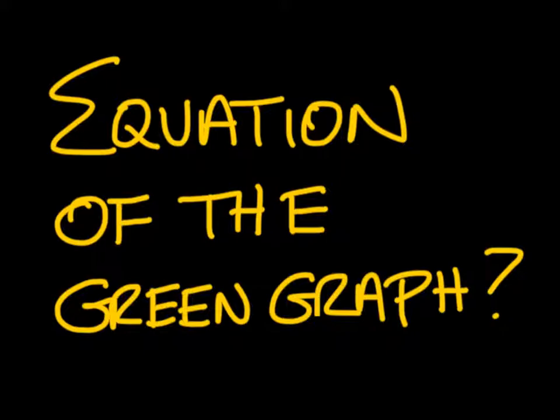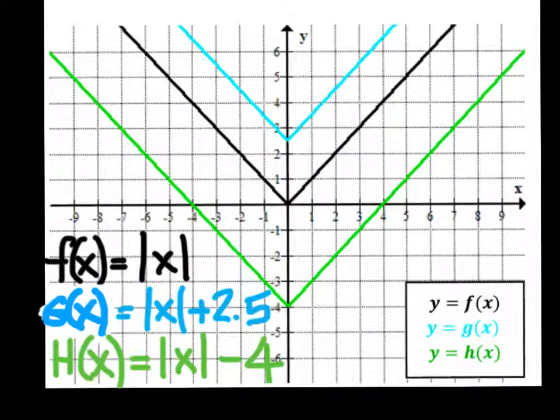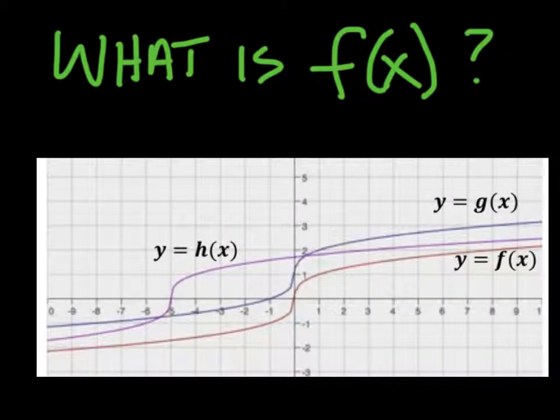The equation of the green one is absolute value of x, close those brackets, and then minus 4. Yeah. F of x. What is f of x? Here's f of x here. It's the, I don't know, what is that? Red? Looks red. Red line. What is the equation for f of x? We've graphed this. Do you remember what it is?